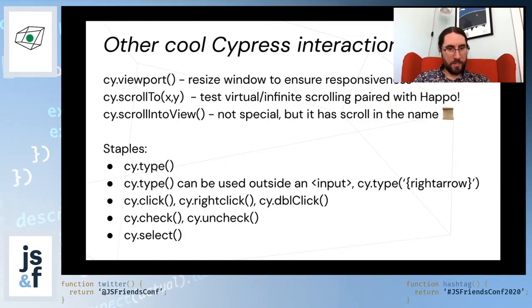There's some staples here. cy.type, it's what you expect. You can use other things like this, which sends a right arrow keyboard event. It types a right arrow. You can also send cy.type on any element, so you don't have to be in an input field. You could check that your chart zoom pan situation works well with arrow keys. There's a bunch of click events, some check and uncheck things, select. Yeah, so lots of great interactions with Cypress.